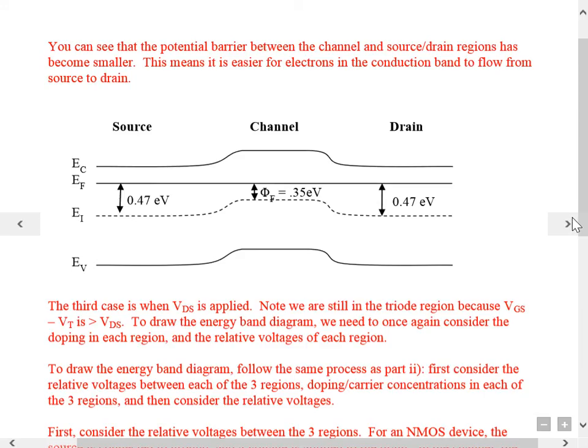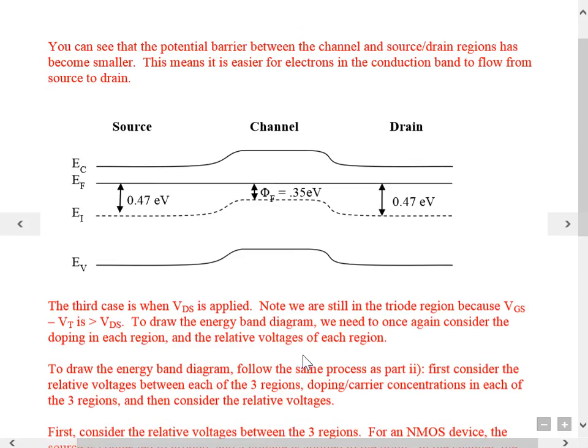What was this rule? If we apply a voltage to one side of the diagram, what happens to the Fermi level on that side of the diagram? It goes down. Exactly. So if we apply a positive voltage here on the drain side, the drain is at a higher potential with respect to the source, then this side of the diagram has to go down. The Fermi level here is going to go down, right?